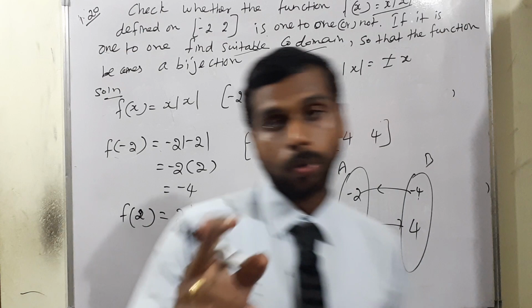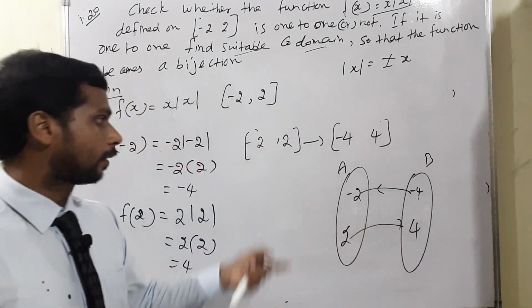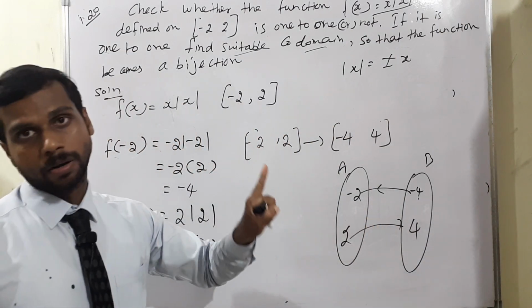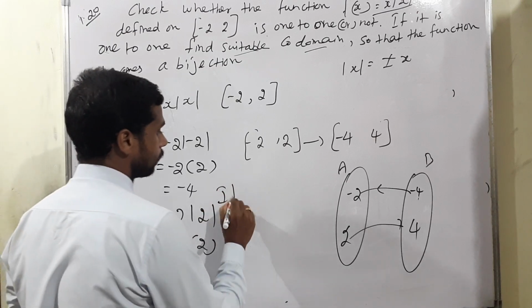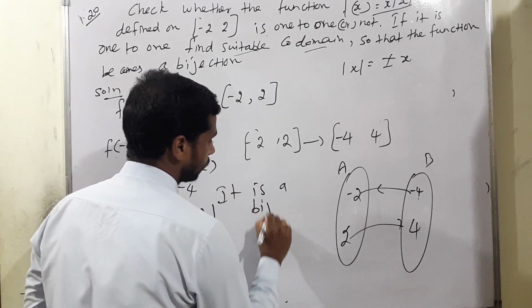Already I proved it is one-to-one also. So now it is clear it is one-to-one and onto also. Therefore, it is a bijection.